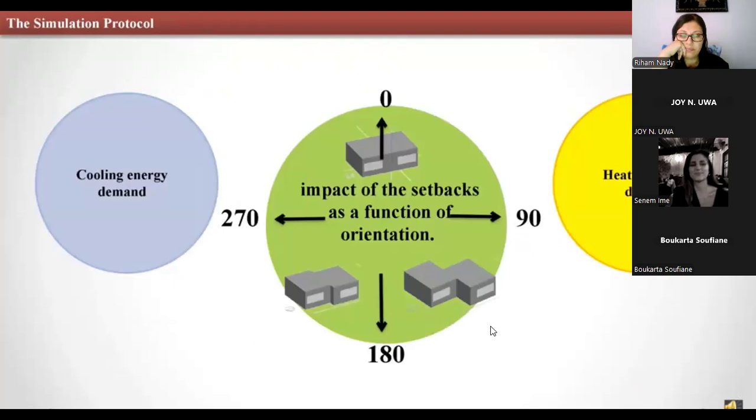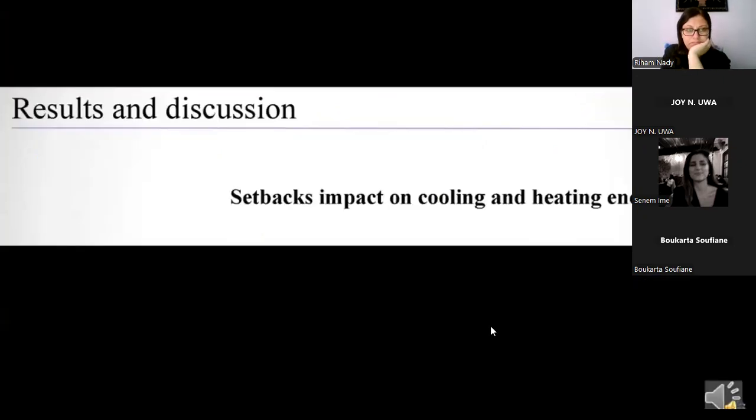Here we have also considered the orientation in our design of experiment: north orientation, east and west orientation, and the west and the south one. We have obtained, for all these orientations and for all these cases, the heating and the cooling energy demand. So the results here are discussed.